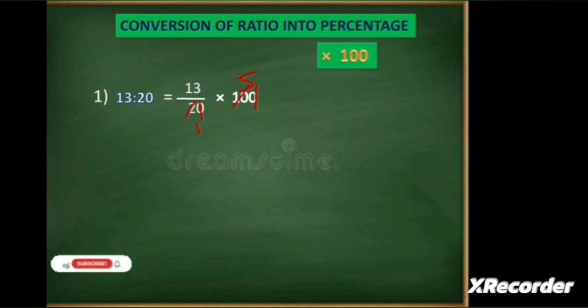Okay. Now what is there? 13 5s is what? 65. And what? Is it a final answer? No. You have to write it percent. 65%. Now see the second example.